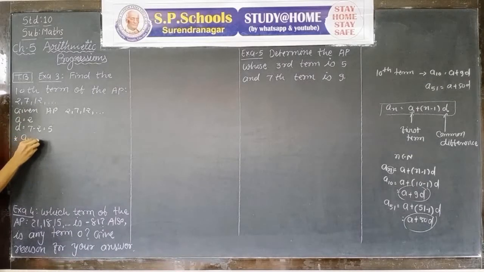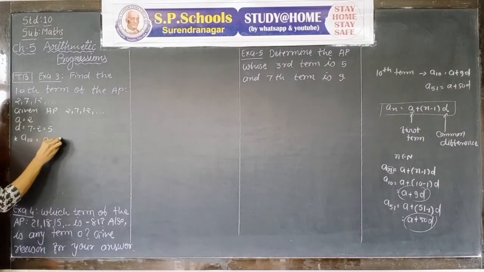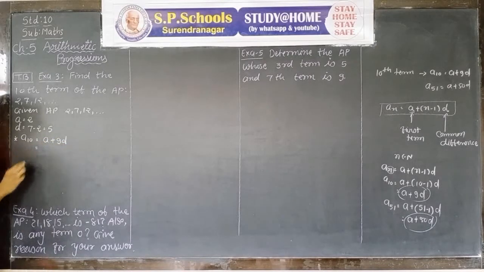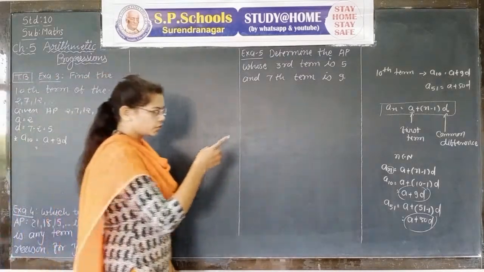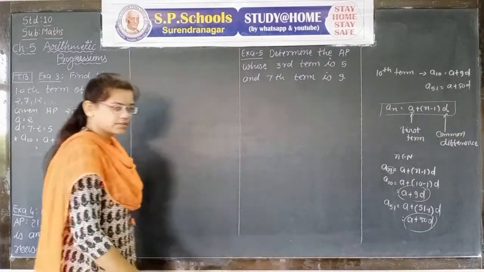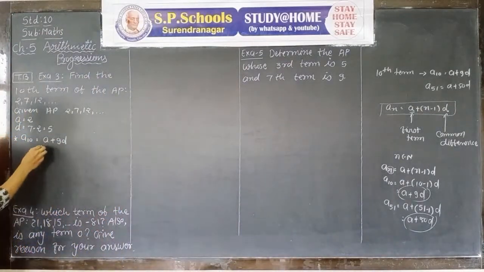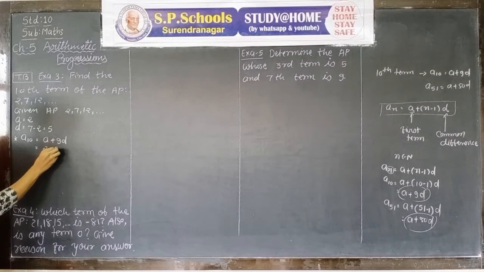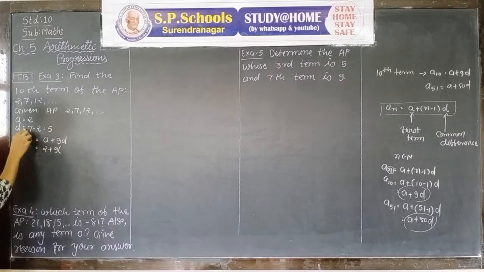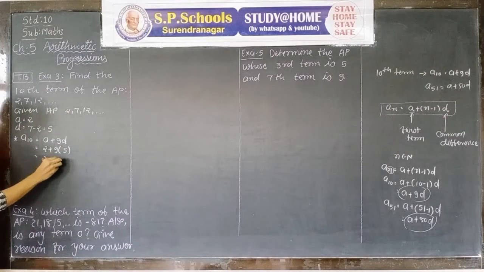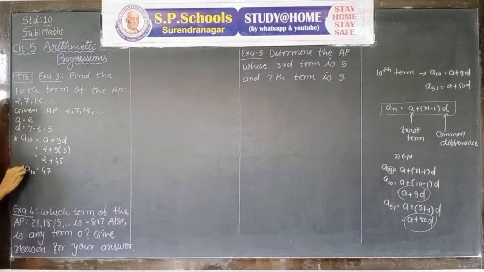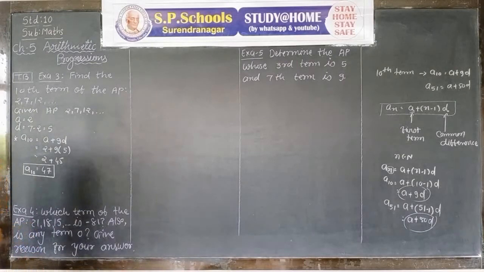The 10th term, a10, is equals to a plus 9 into d. How does it come? By using the formula an equals a plus n minus 1 into d, where a is equal to 2, plus 9, and the common difference d is equal to 5. 9 fives are 45. 45 plus 2 is 47. The 10th term is 47. Hence the 10th term of the required AP is 47.